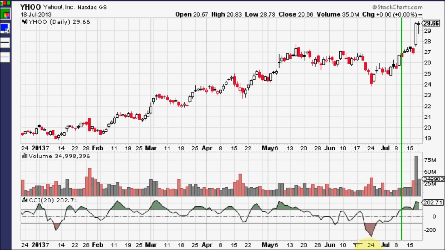I always buy right here when it starts up from a very sharp and very pointed drop at minus 200. Sometimes it just dips below the minus 100 line, like right here. This was also a buy signal for me. And I don't really see any others.